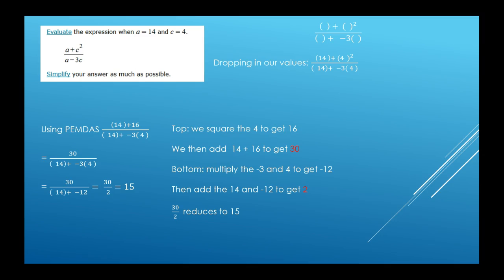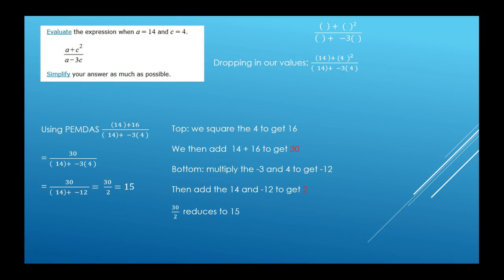Now this expression, we're going to replace all of our a's with 14 and our c's with 4s. And again, it might help you when you're first starting out, replace all your variables with parentheses. So then these first two parentheses were a's, so we're going to drop the 14 in there. The second two parentheses were c's, so we're going to drop 4s in there.